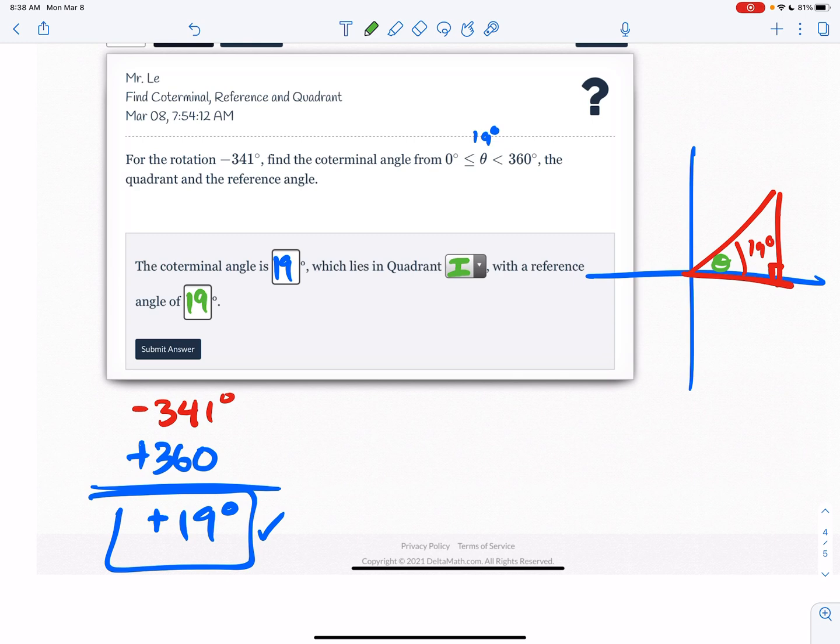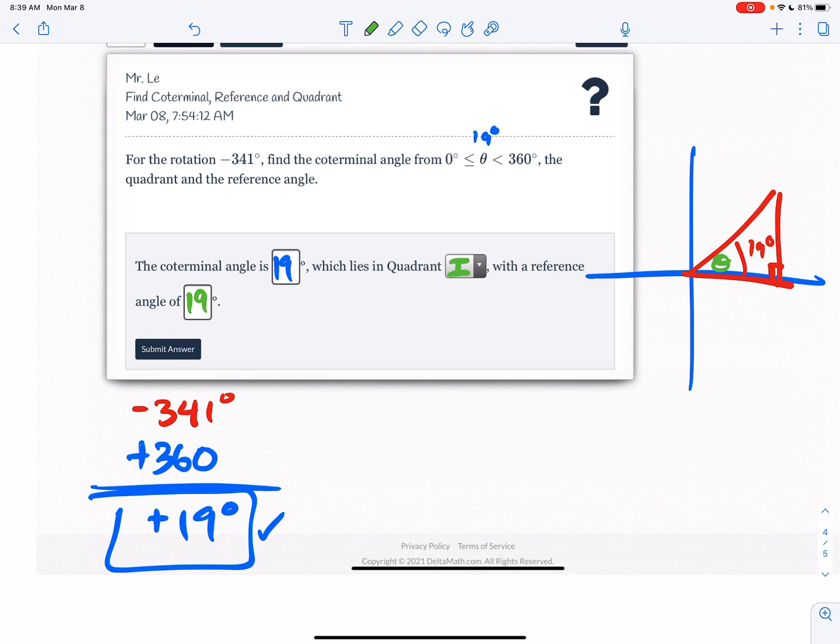Big takeaways. Make sure you guys understand the difference between coterminal angle and a reference angle. Okay? A coterminal angle is pretty much like the reduced version of your angle. Okay? You end up in the same spot. So if they give you something that's not in the usual 0 through 360, you want to quote unquote reduce that angle until it's somewhere in between.